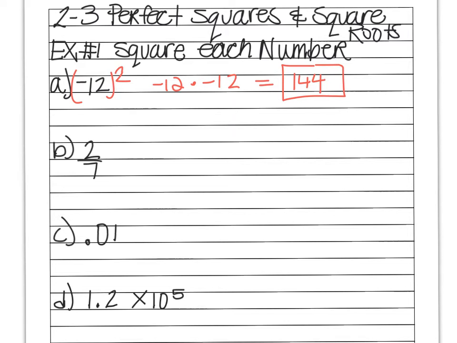144 is a perfect square. So that means that two numbers that are the same multiplied together give me that number, which is 144.